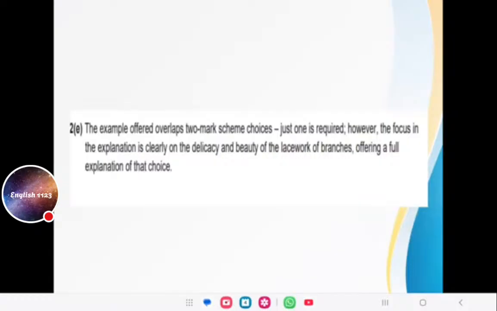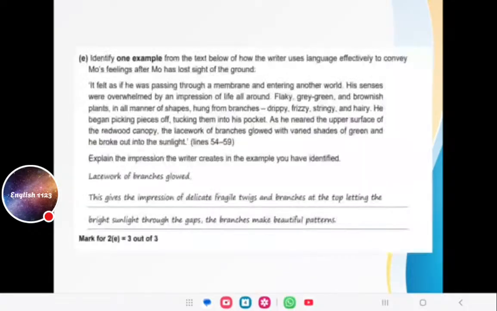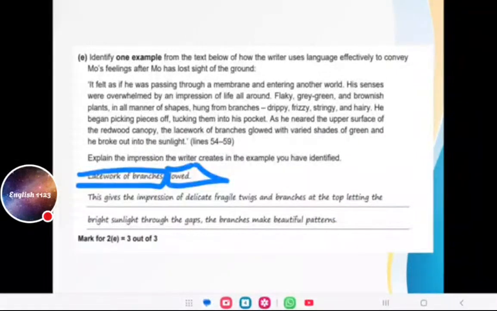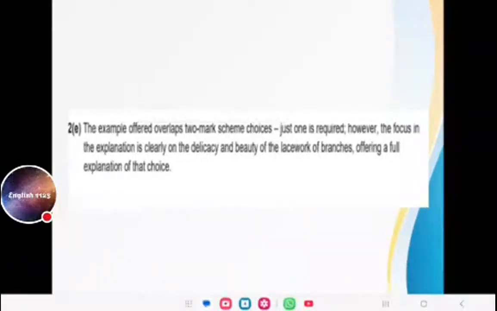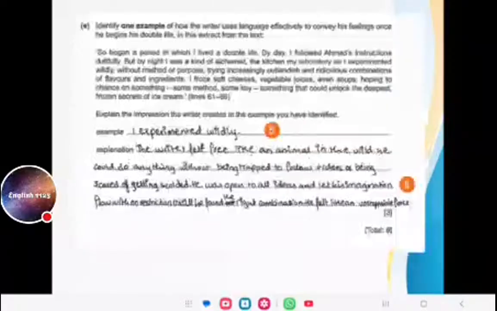Okay. The example offered overlaps 2 marks in choices. See, just 1 is required. How? Let's have a look. In the mark scheme, they have given that lacework of branches is 1, explained differently. So here they are saying the choices, just 1 is required. However, the focus is clearly on the delicacy and beauty of lacework of branches, offering a full explanation of that choice. So the student got 3 marks out of 3 just by writing those 2 lines.